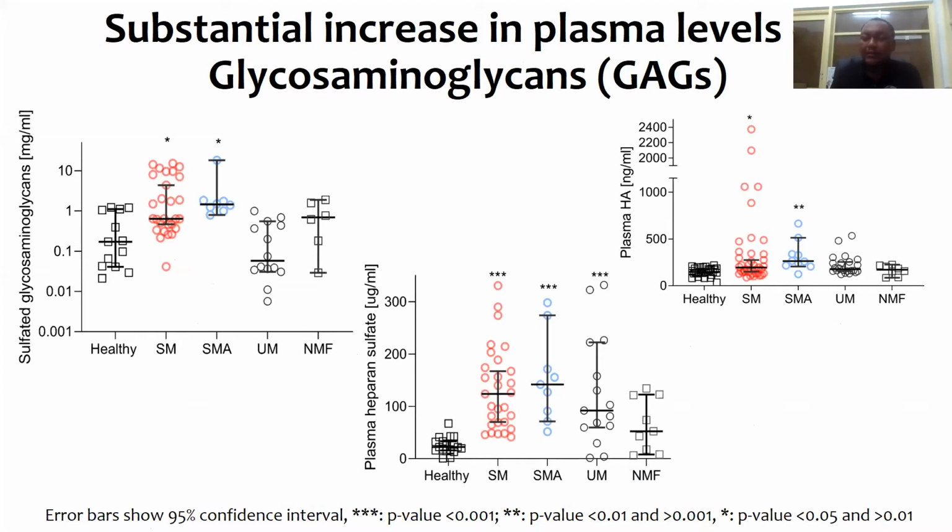So from the plasma measurement of glycocalyx, level of glycocalyx markers, and glycosaminoglycans, which are one of the components of glycocalyx, we saw that a marker like the sulfated glycosaminoglycans were more elevated in only severely sick children. That was also the case for plasma hyaluronic acid. This is the most prominent measured glycocalyx marker. But a marker like heparan sulfate was also increased in uncomplicated malaria.